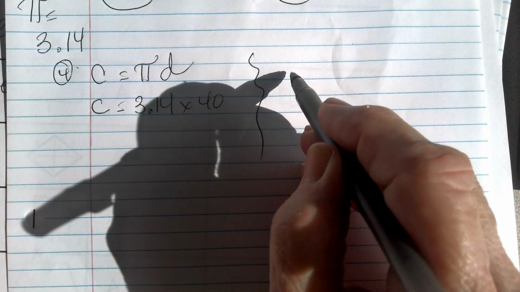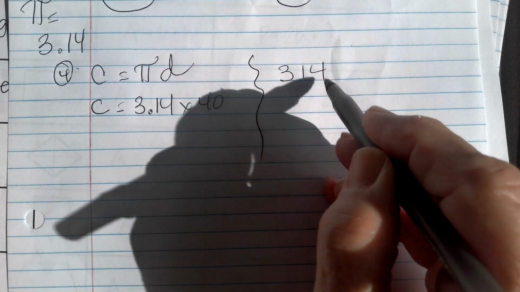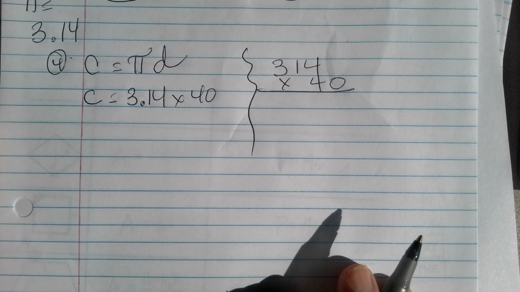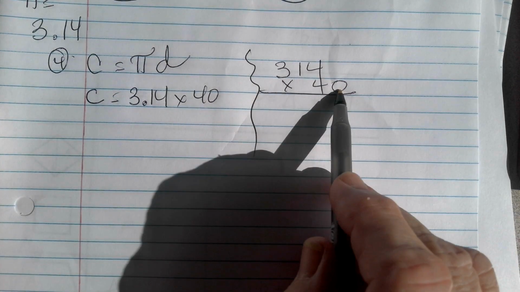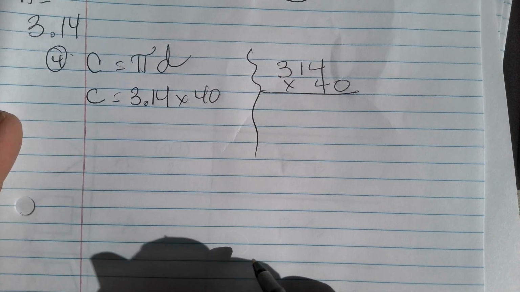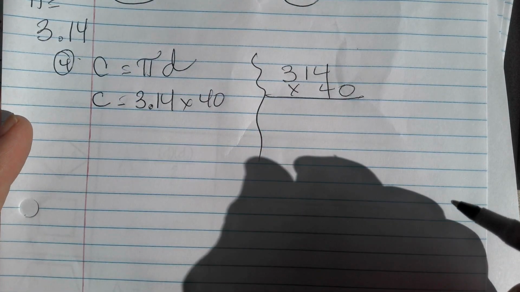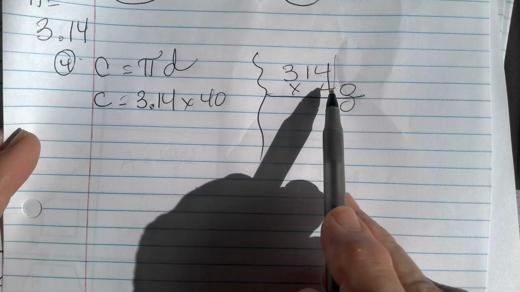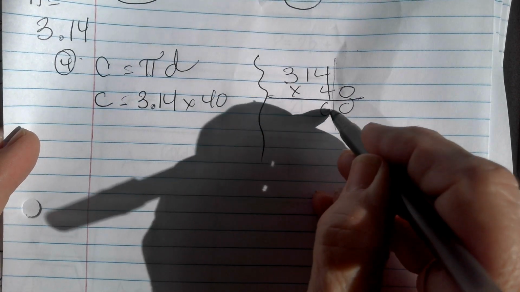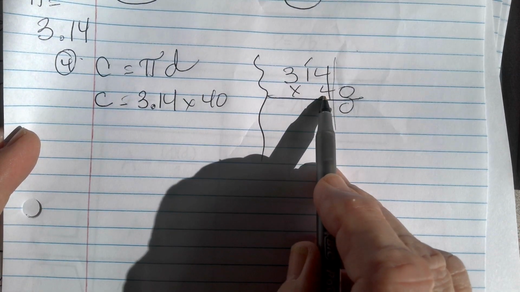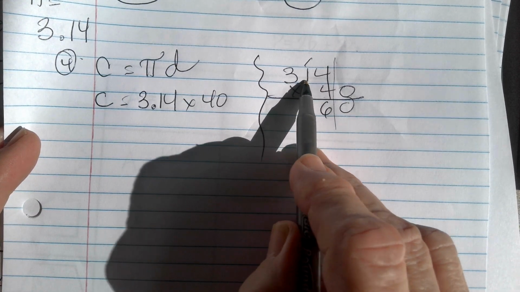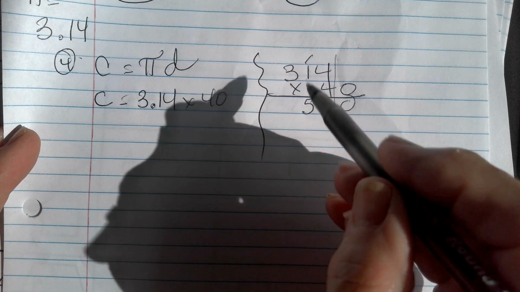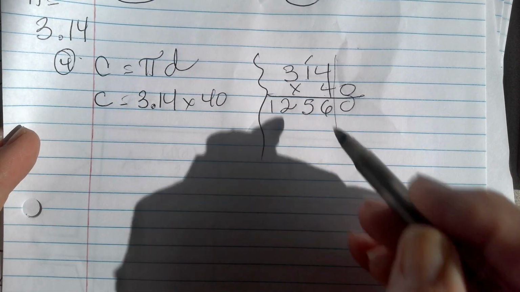So go ahead and put 314 times 40. I'm going to stick that 0 out, because 0 times anything is 0. Then we're going to start with the 4. 4 times 4 is 16. 4 times 1 is 4, plus 1 is 5. And 3 times 4 is 12.